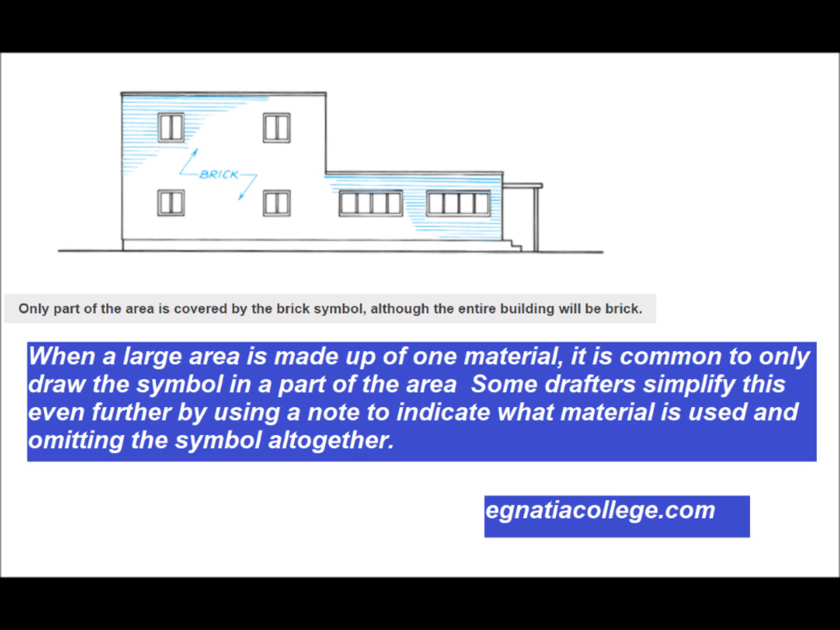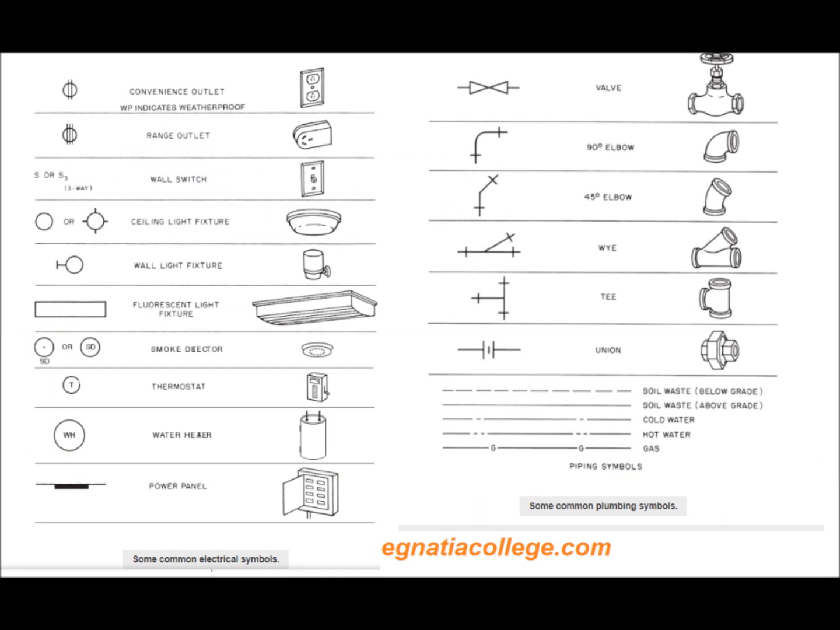Some drafters simplify this even further by using a note to indicate what material is used and omitting the symbol altogether. Electrical and mechanical symbols. The electrical and mechanical systems in a building include wiring, electrical devices, piping, pipe fittings, plumbing fixtures, registers, and heating and air conditioning ducts. It is not practical to draw these items as they would actually appear, so standard symbols have been devised to indicate them.